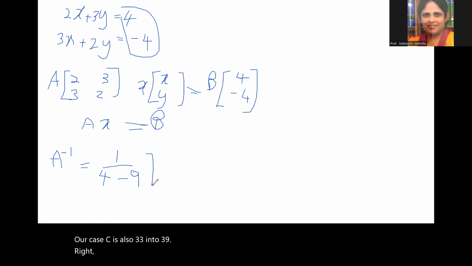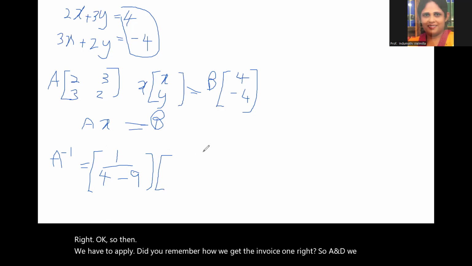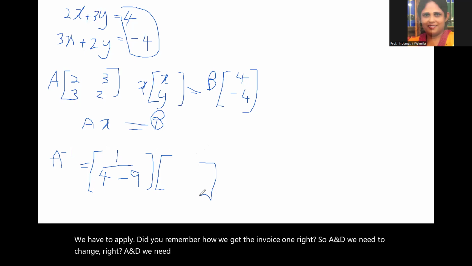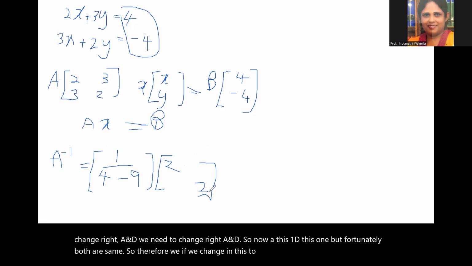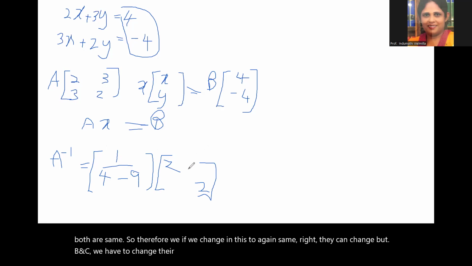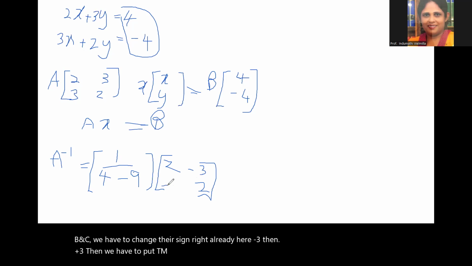Okay, so then we have to apply. Did you remember how we get the inverse? A and D we need to change. Now A this one, D this one, but fortunately both are same, so if we change these two, again same. But B and C, we have to change their sign. Already here is +3, so we put here -3, and here also -3. Then we can get the inverse A.